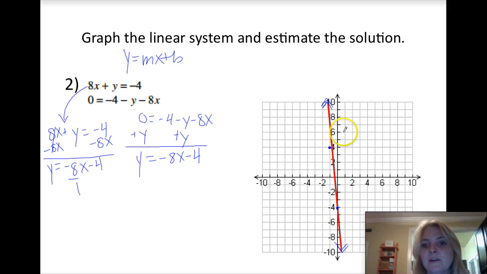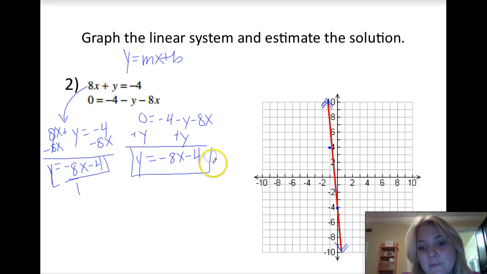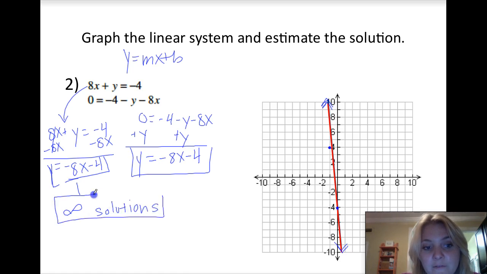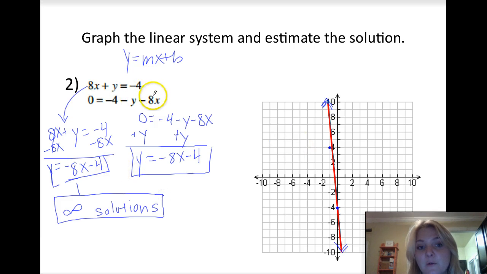Now, if we take a look here, the blue and the red line, they are the same line. We can tell that since they are the same equation, they're going to be the same line. So every single point, these lines are touching. So they have infinitely many solutions. So we'll use the infinity sign to represent that. There are infinitely many solutions that are true for both of these equations. If one solution is true for one, it's going to be true for the other, since they're the same exact line, given by the same exact equation.